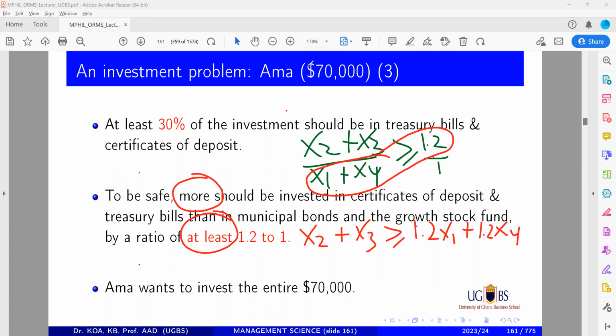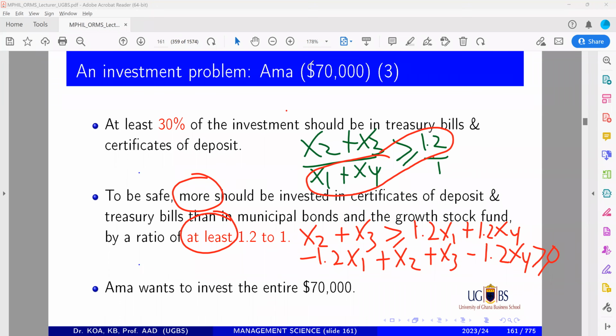So who can do the rearrangement? Gideon. Yeah, so it's negative 1.2 x1 plus x2 plus x3 minus 1.2 x4 greater than or equal to 0. Okay, that's good. This rearrangement is so simple. If you don't know how to do that, that means you have forgotten like terms and unlike terms. So this is how it's supposed to be.